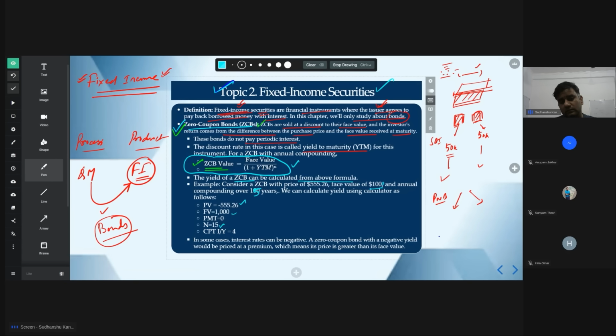Payment, PMT, is equal to 0, and we can calculate the yield using your calculator as follows. Again, you have to use the calculator. Keep in mind, the bond has a price, and price is the present value. Always put the present value as negative. If you put it as positive, you'll never get the answer, guys. Remember, your future value and present value should have opposite signs. Please keep that in mind very clearly. I have shared with you time value of money calculator lectures.